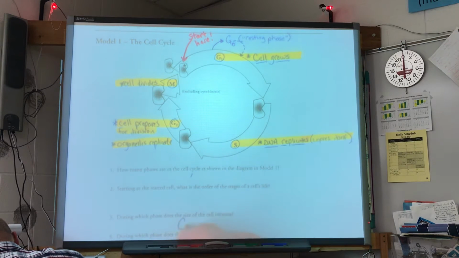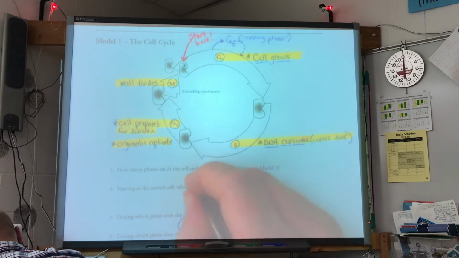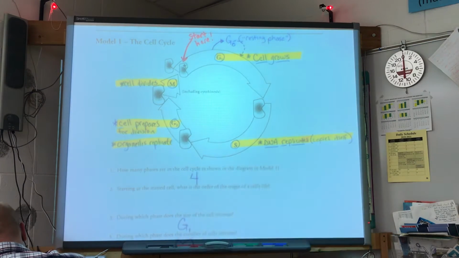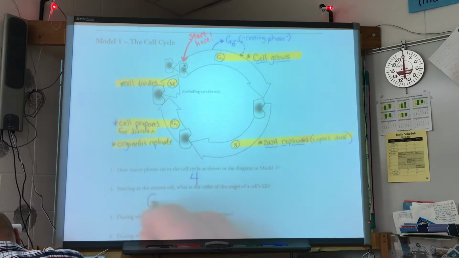During number 4, during which phase does the number of cells increase? Well, we went from 1 cell at the beginning of M phase to 2 at the end of M phase, so during M phase is when the number of cells increase. So keeping that in mind, question 5 is asking, basically, why are you taller today than you were 3 years ago? Why does an organism grow in size?